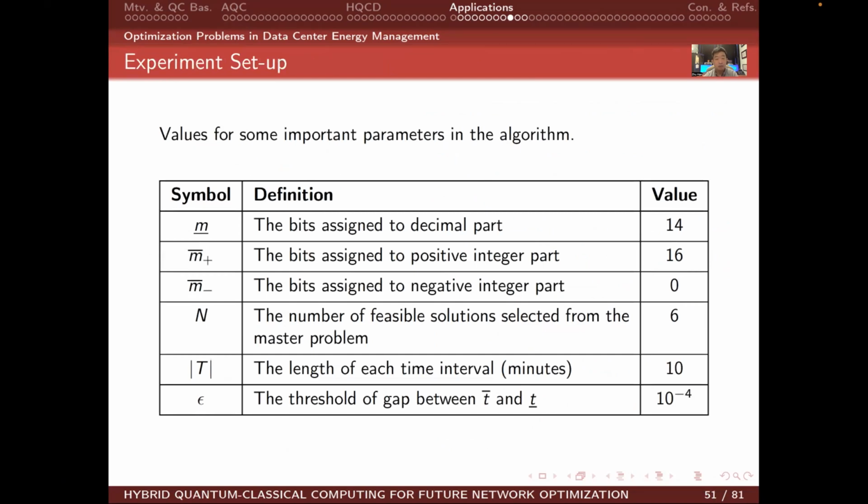This is a specific algorithm for the quantum part. We have the bits assigned to the decimal part, the bits assigned to the integral part, and so on. And also we have the threshold. The reason to set those is that the maximum number of qubits available for the D-Wave is limited. So this is how we set up the quantum part.